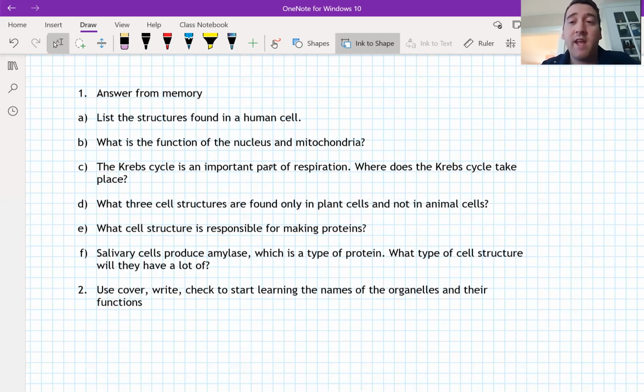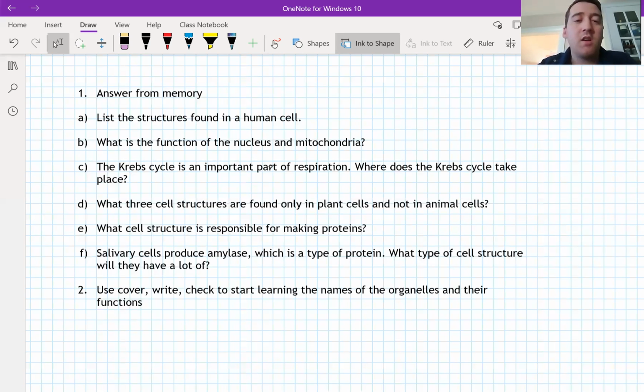So question 1A, you need to always correct your work, guys. Always write down your corrections. Otherwise, we don't learn from our mistakes. So let's go through them again. Nucleus, mitochondria, cell membrane, cytoplasm, and ribosomes. I will put the answers up on the screen at the end if you need to see them written down.